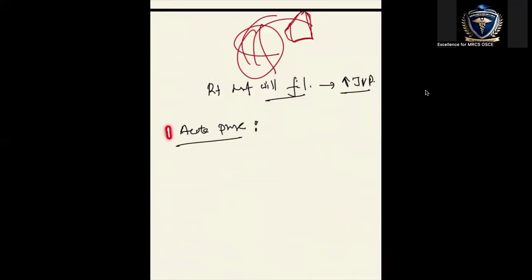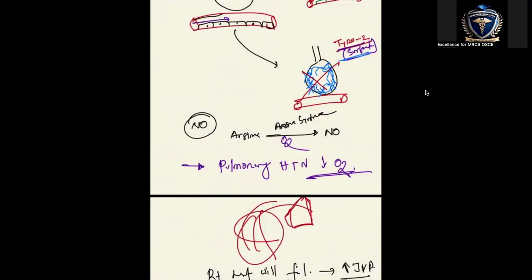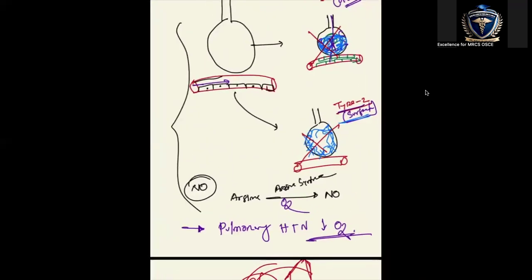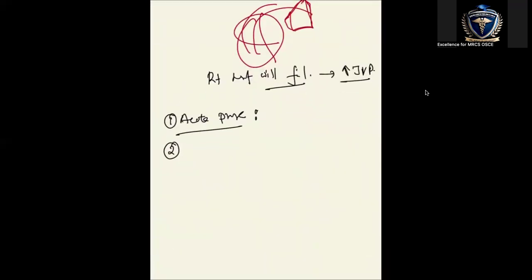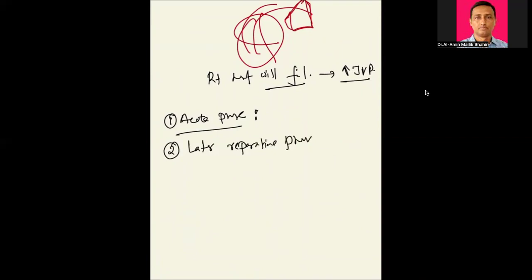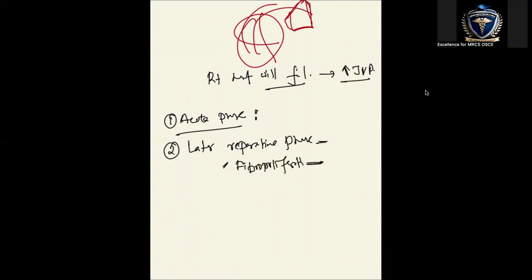So what is the second phase? I just discussed the acute phase here. The second phase is later, when the lung is trying to repair itself, in the normal protective way, through the formation of fibroproliferation. So the lung tissue might get organized.